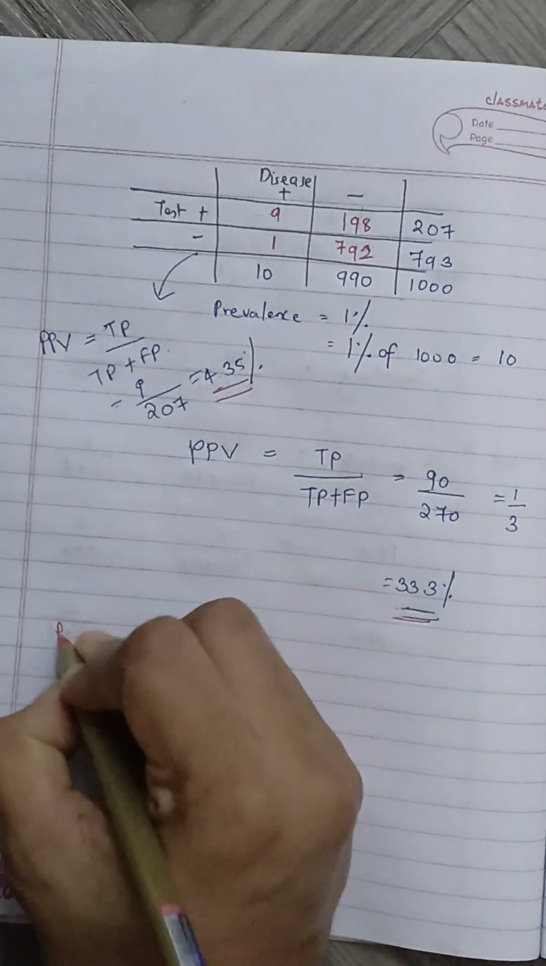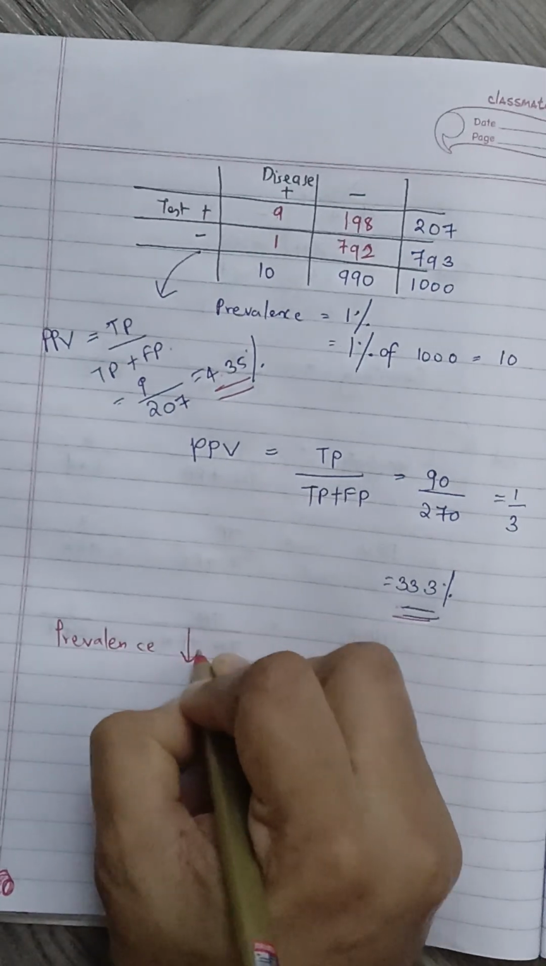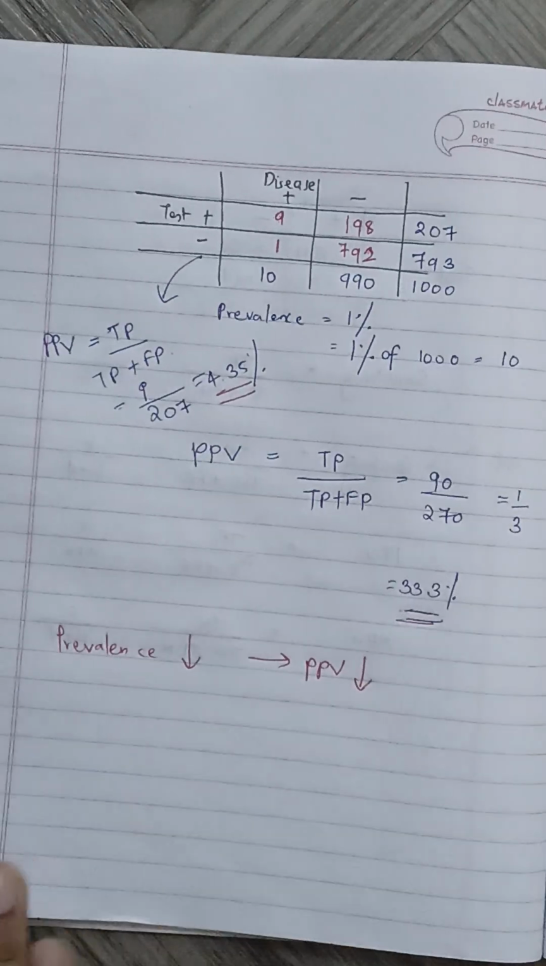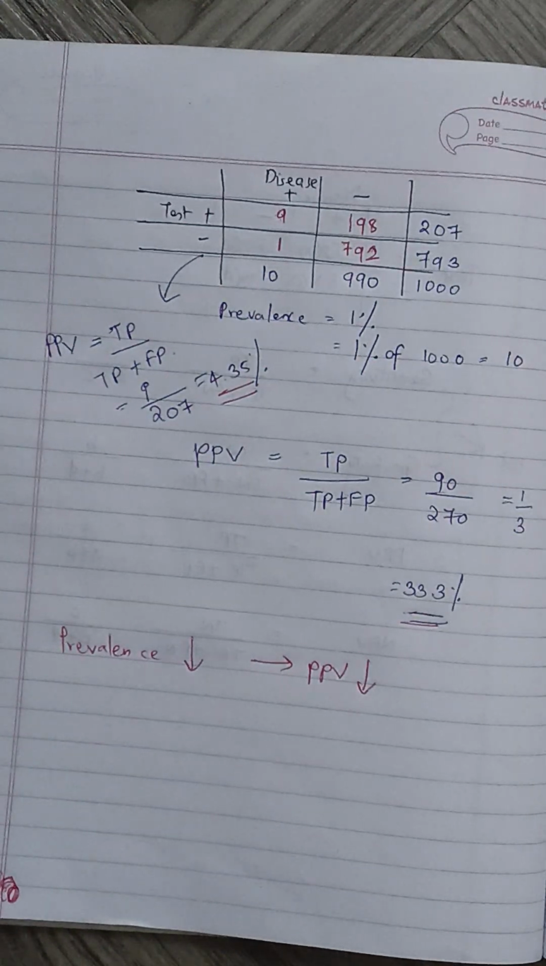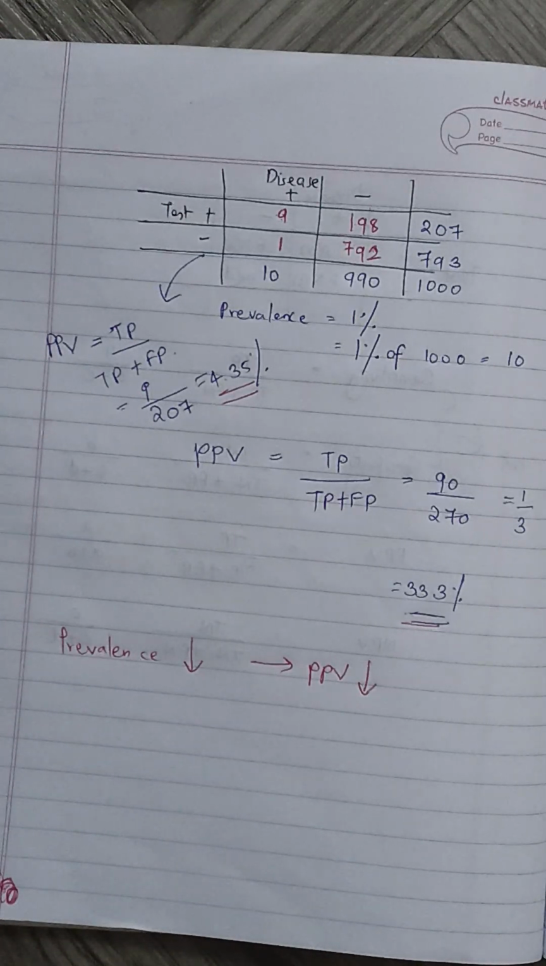So when the prevalence decreases, the positive predictive value also decreases. So that is the inference. Prevalence is directly proportional to positive predictive value and inversely proportional to negative predictive value. And you can prove that from the table. When the prevalence decreases, you will have fewer people testing positive, so positive predictive value will be less. Prevalence increases means positive predictive value will also increase.